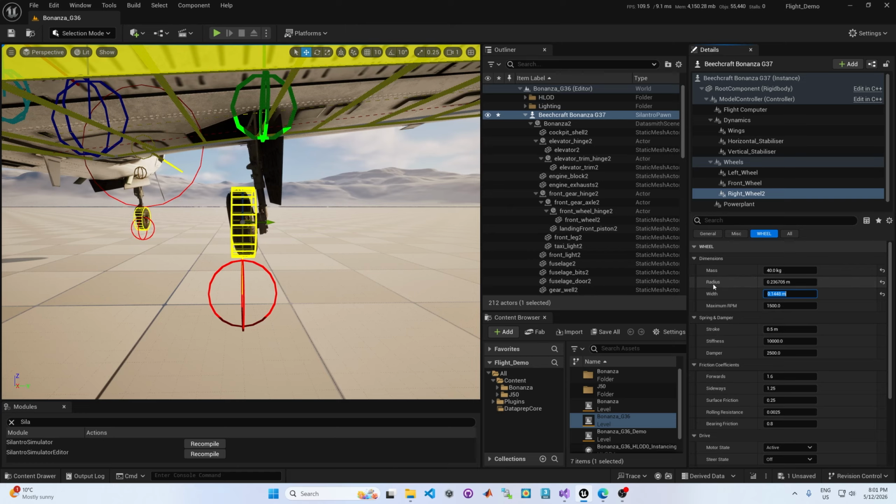So in case you don't want to watch the full video again, you can just hover over the name of the property, and it just shows you a short explanation of what it is. So the next thing is the maximum RPM.